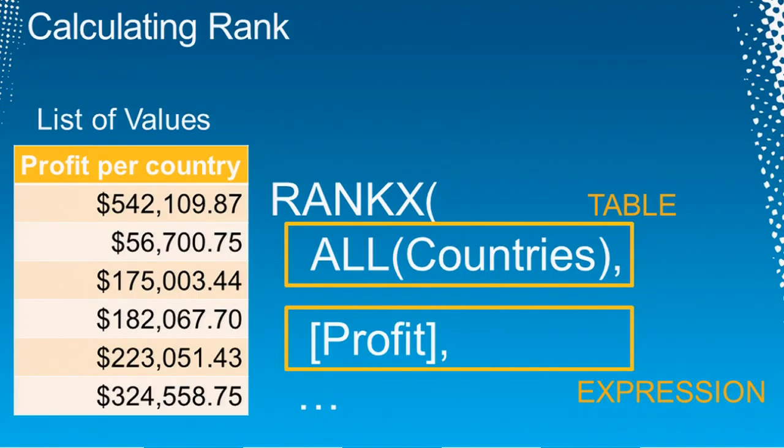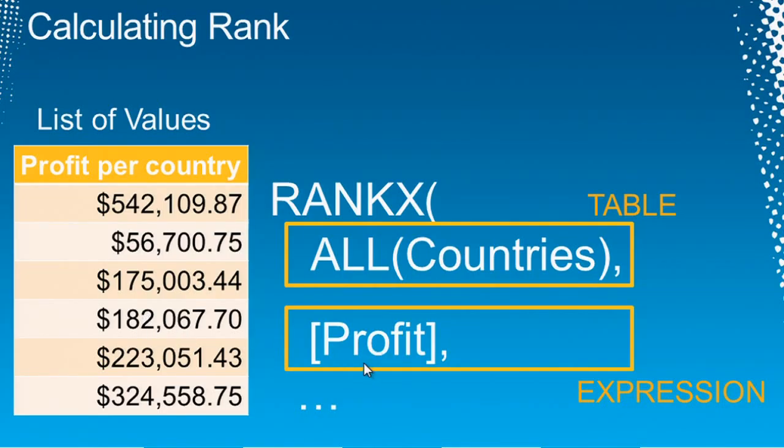So the first two parameters of RANKX are a table and an expression that's evaluated for each row of the table. And the result is the set which you are going to look up into, right? The first function, ALL countries, just gives me a list of countries back, irrespective of my filter context, irrespective of which cell I was in. It says release the context, give me the list of all countries. Then for each one of those rows in that table, names of countries, I'm going to evaluate profit, essentially getting this table back. So now I have a list of values.